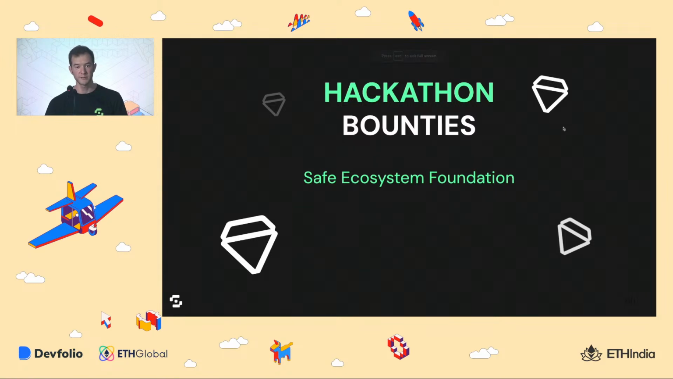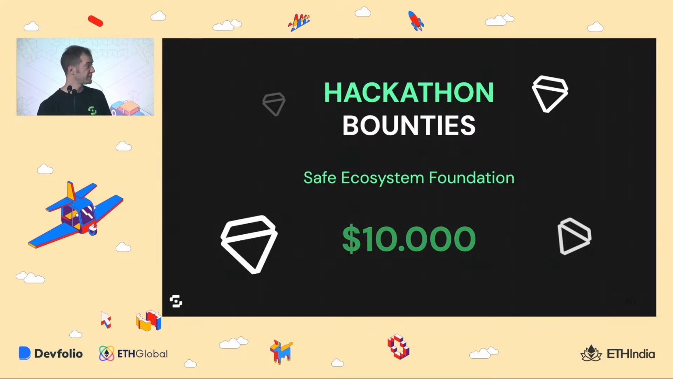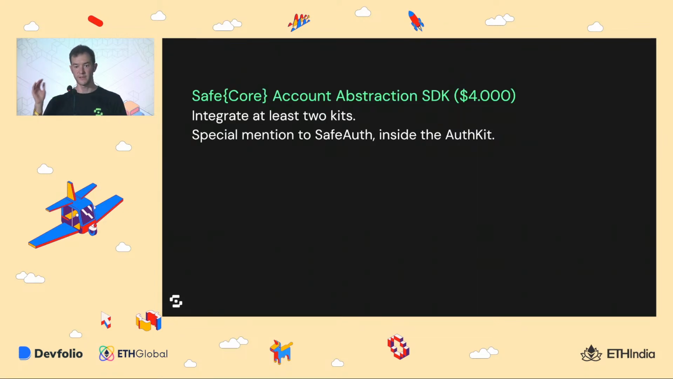So for the hackathon about this, the Safe Ecosystem Foundation has 10K up for grabs, and we have 3 different tracks. The first one is related with this SDK, the Safe Core Account Abstraction SDK. We have two prizes of 2K each. At least you would need to integrate 2 of these kits with a special mention, and we encourage you to use the Safe Auth pack.